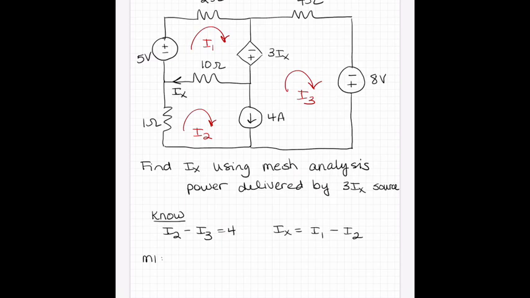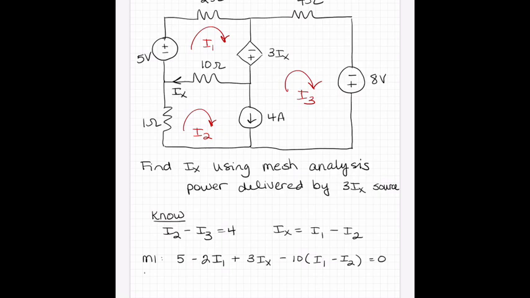So our mesh 1 equation, starting with the 5-volt source, we're going to have 5 minus 2 times I1 plus 3 times Ix minus 10 times I1 minus I2, and that sums to 0. And don't worry about Ix. Remember, we've already written down the relationship, as far as writing the mesh equation through that 10 ohm resistor.